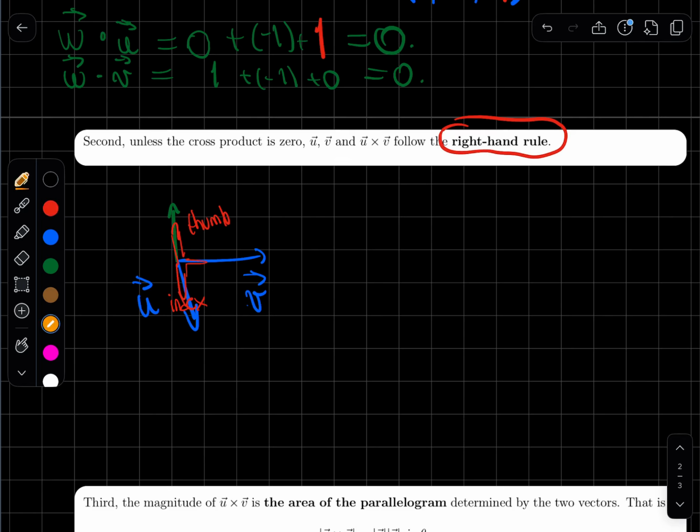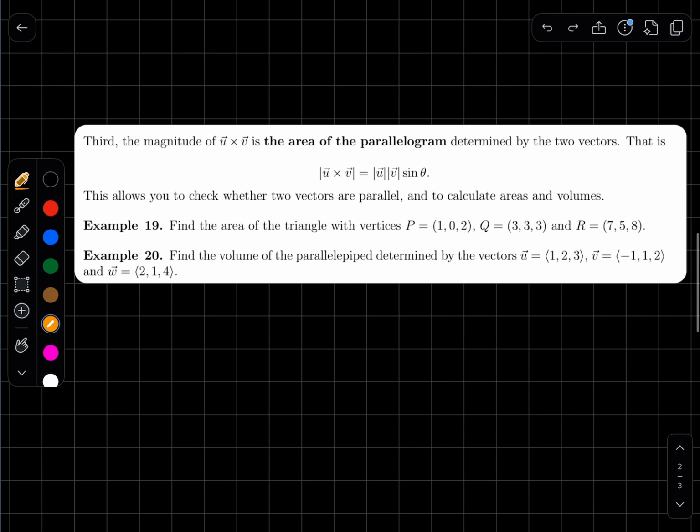So this is the correct direction for U cross V. The top one actually is the correct direction. This bottom one will be the incorrect one for the cross product, okay? This is the second property. It mostly helps you understand graphically how things are supposed to be.